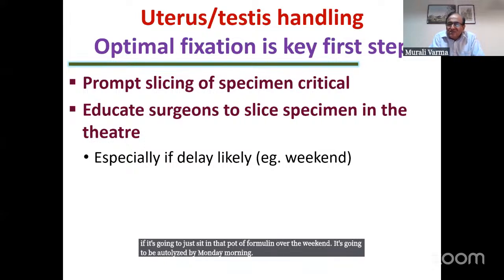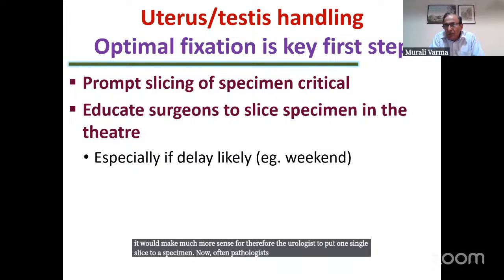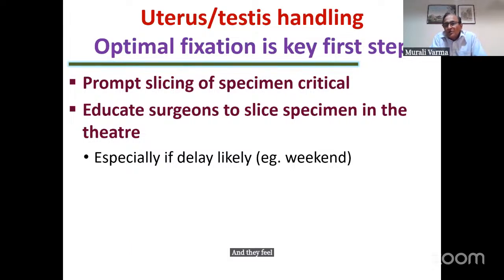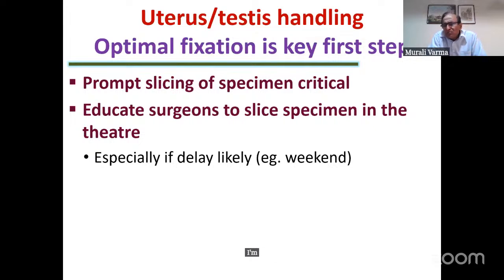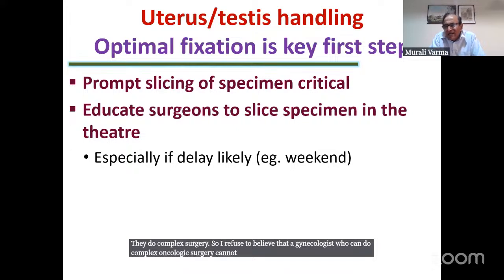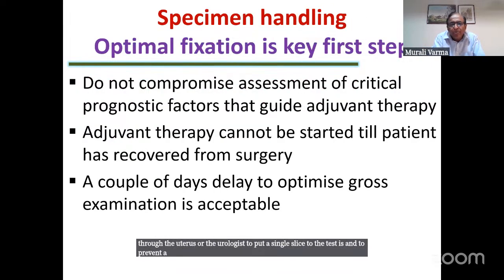It would make much more sense for the urologist to put one single slice through the specimen. Often pathologists are very territorial, and they feel, God, no, we can't let the urologist or the gynecologist handle our specimen. I'm sorry, I think the surgeons are highly trained. They do complex surgery. So I refuse to believe that a gynecologist who can do complex oncologic surgery cannot be trained to put a single slice through the uterus, or the urologist to put a single slice through the testes, and so prevent a serious misdiagnosis.